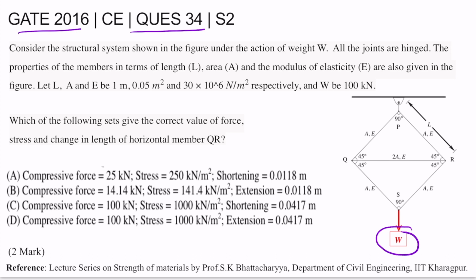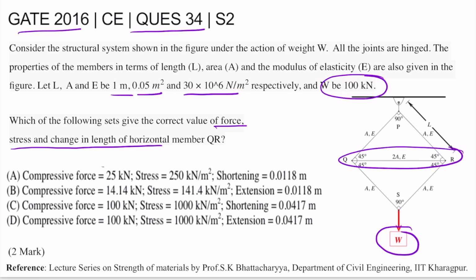The properties of the members in terms of length, area and modulus of elasticity are also given in the figure. Let L, A and E be 1 meter, 0.05 meter square and 30 into 10 raised to the power 6 Newton per meter square respectively, and W be equal to 100 kilonewton. Which of the following sets give the correct value of force, stress and change in length for horizontal member QR?